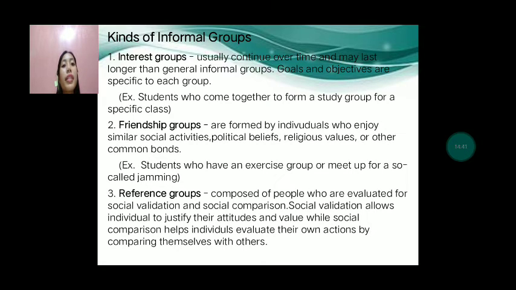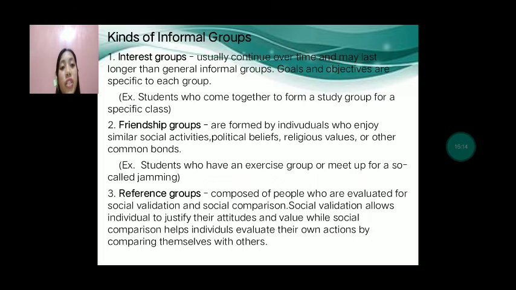For example, the students who come together to form a study group for a specific class, since they have a common interest, which is to study a specific class, they are considered as interest groups, even if they don't have the same interest in various things, at least in studying a specific class, then they are considered as interest groups.